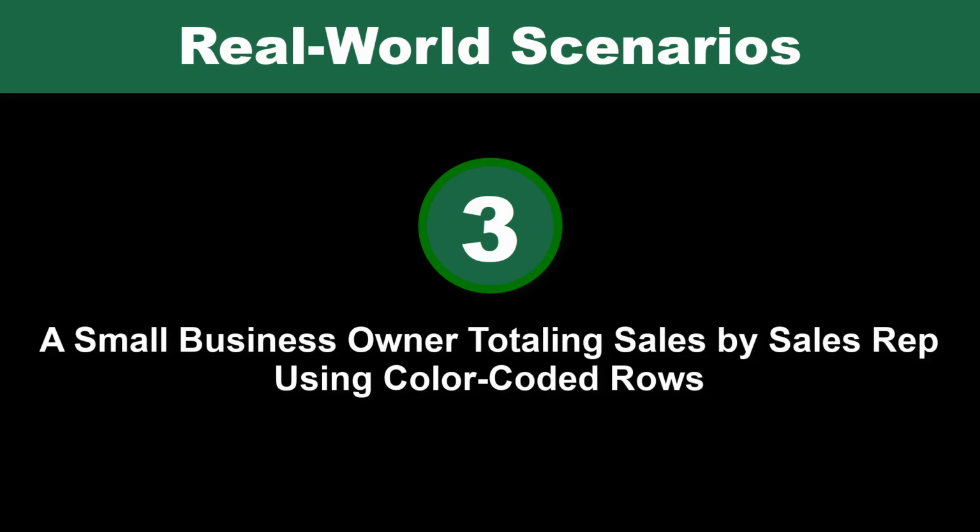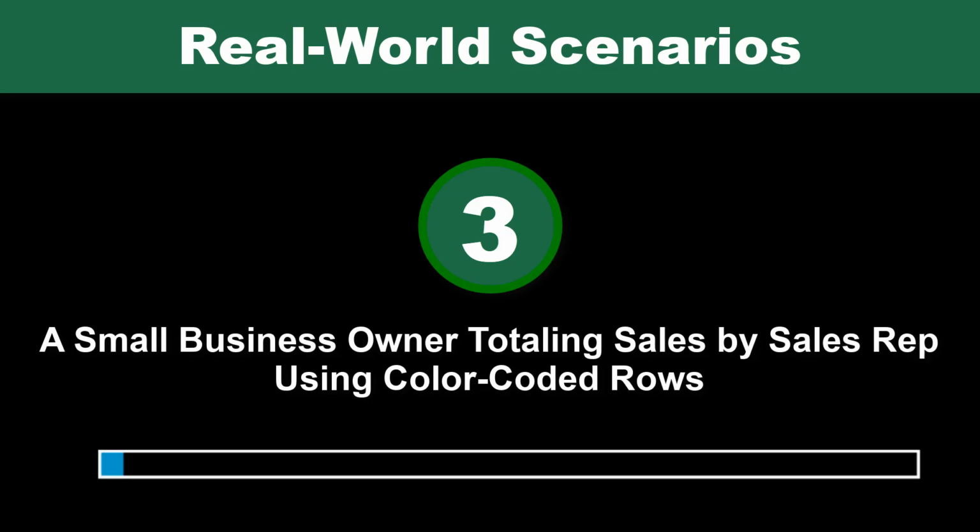A small business owner totaling sales by sales rep using color-coded rows. A small business owner color-coded her sales log by sales rep. Each rep had a different row color. At the end of the month, she needed each rep's total sales figure. Without a structured rep column, SUMIF wouldn't work, and manually adding up each color-coded group was tedious.